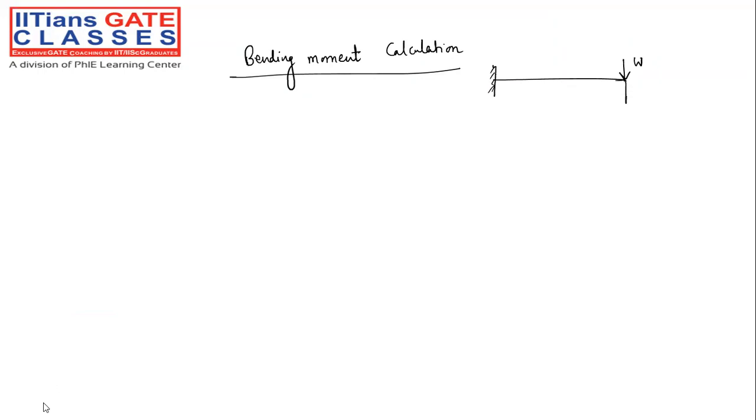There is a W, and we are calling this point B, this point A. This is nothing but W. There is a reaction moment W into L, which is having a length of L. Now, what is the bending moment at point B? Bending moment at point B will be 0. What is the meaning of bending moment, my dear friend? The bending moment is load into distance, you know.